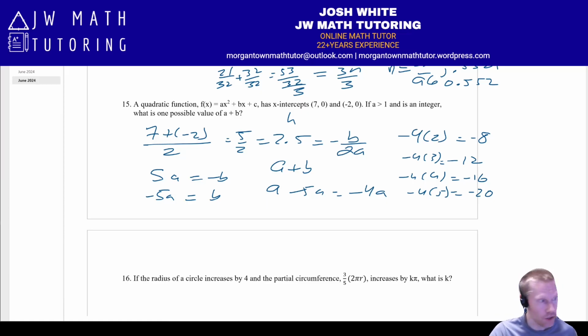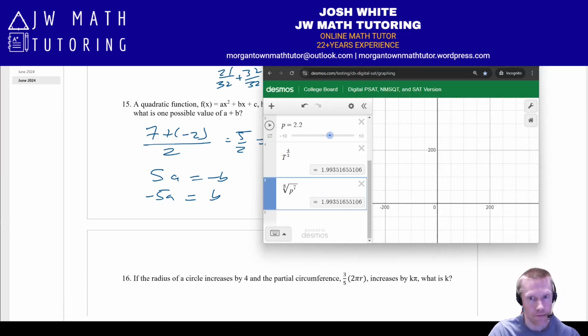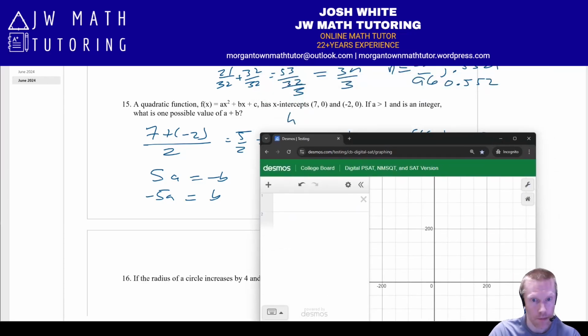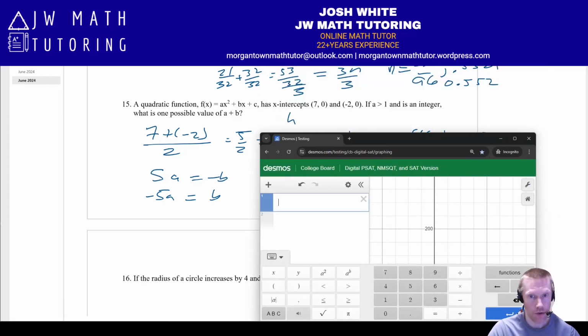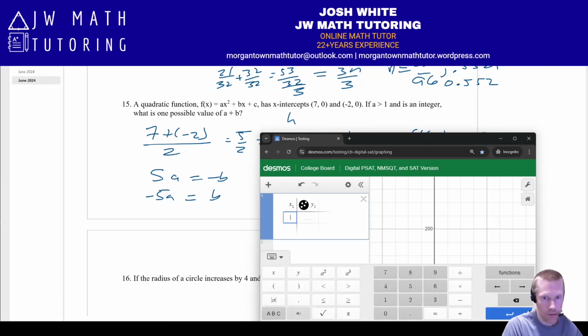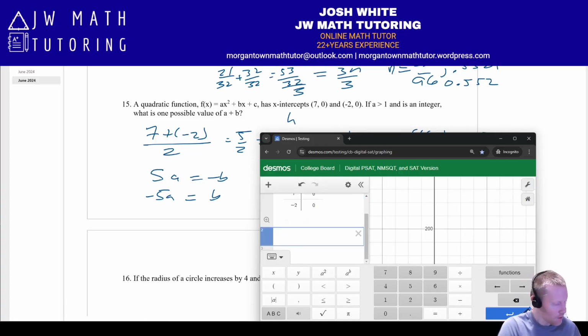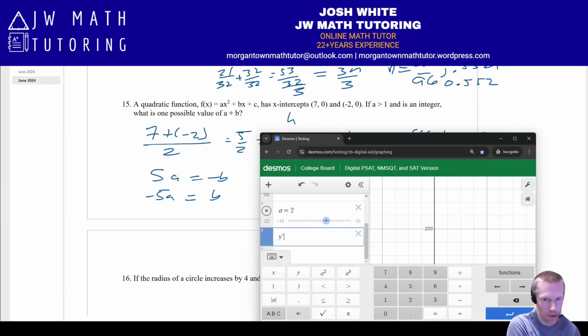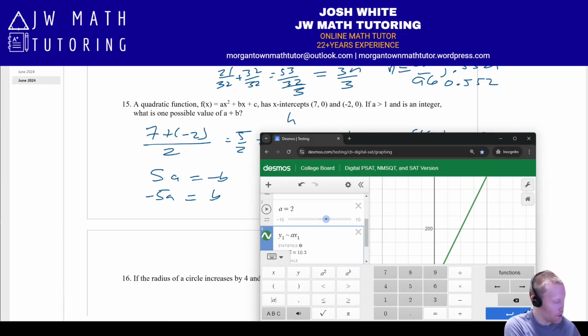Now, here is how you could do it in Desmos. So let me clear out all the stuff from the last problem. What I'm going to do is put my two x-intercepts in a table. I'm going to set a slider for a, set my step value so it's only an integer. I'm going to start it at 2 because it tells me it's greater than 1. So the first integer after that would be 2.